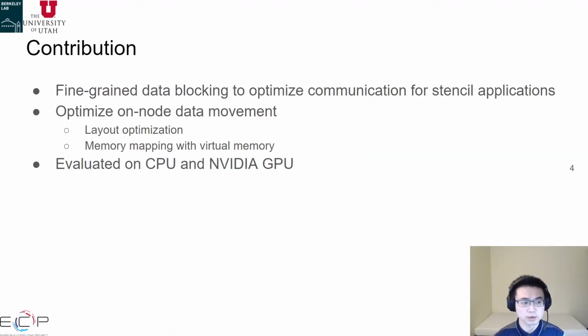In our work, we applied fine-grained data blocking to optimize the communication performance of Stencil applications. We used two methods, layout optimization and memory mapping with virtual memory, to optimize the unknown data movement that's incurred during communication, especially related to packing. These two methods are evaluated on both CPU and NVIDIA GPUs.